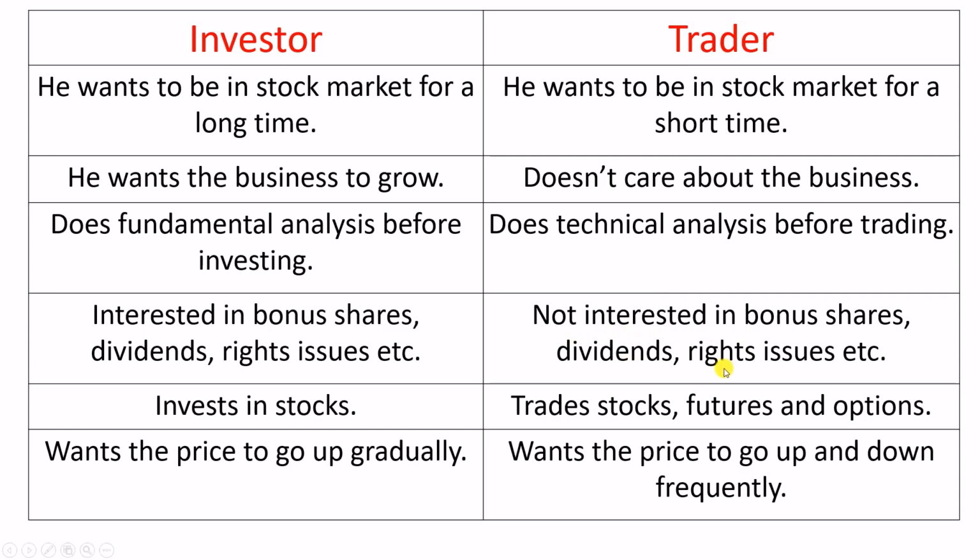An investor generally invests in stocks. He buys stocks and keeps on buying stocks. Whereas a trader can trade stocks or futures and options. Futures and options are called derivatives. Once again, it is a very big topic.